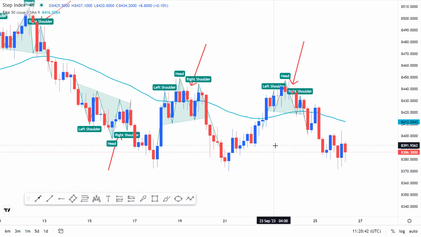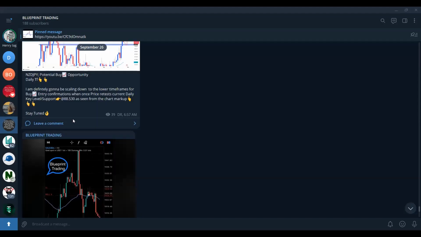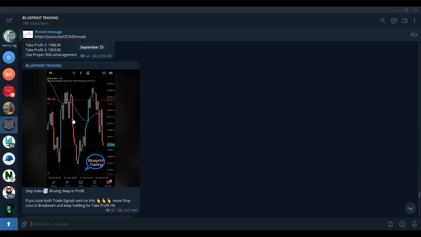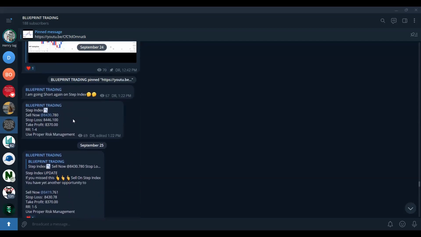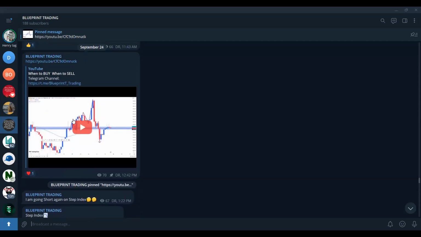Now, even more interesting is the fact I sent out 3 trade signals on Step Index right here in my free Telegram channel, using the very concept of the head and shoulder pattern. One of the signals ended up stopping us out with a loss as the market stopped on the head.